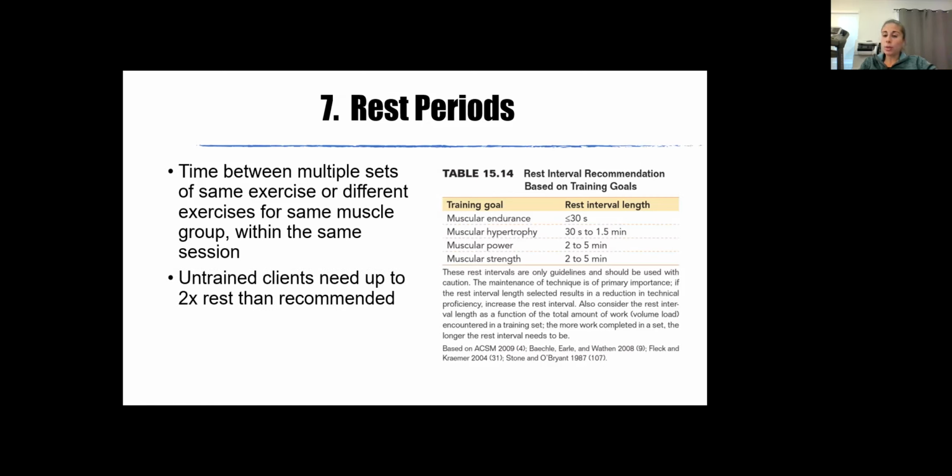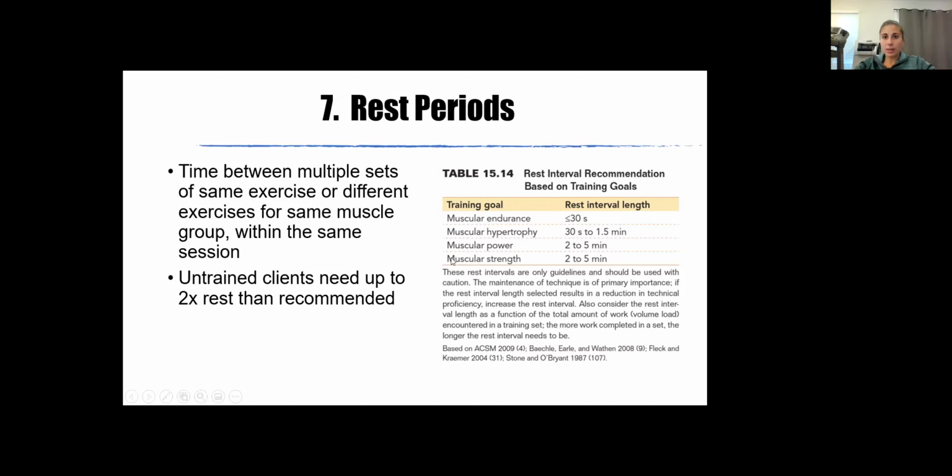Understanding as well, someone who's untrained at that beginner level might need even more rest than what's recommended. If they are working at endurance, which most likely they are, the recommendation is 30 seconds, but they might need a minute, a minute and a half or more rest. Depending on their cardiovascular endurance level, if it's very poor, then they might need quite a bit of rest between some exercises, and that's okay. Give them the rest. This is where I do recommend alternating muscle groups, so they're not doing like 3 leg exercises back to back. That's going to be really fatiguing for a beginner client.